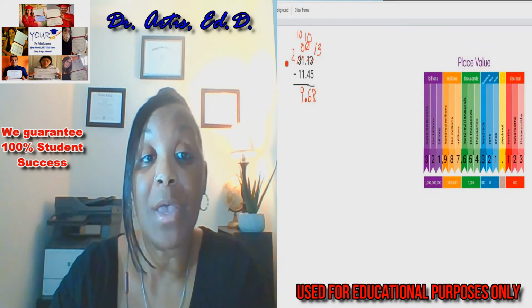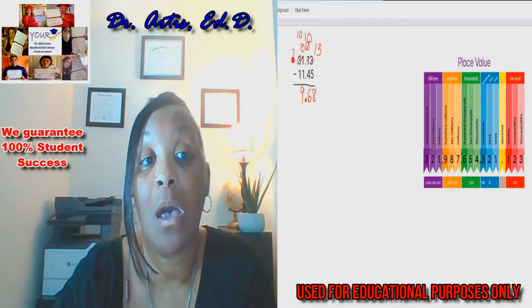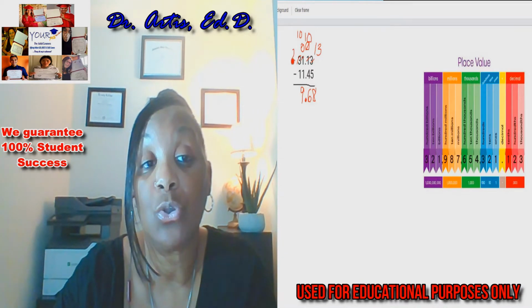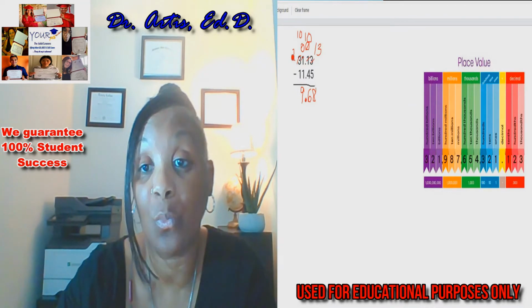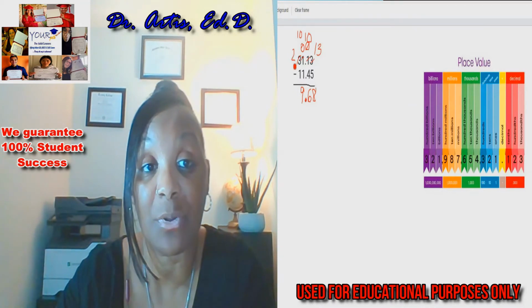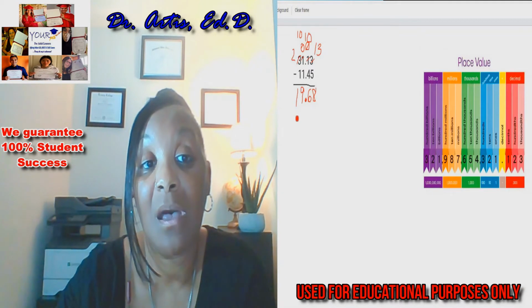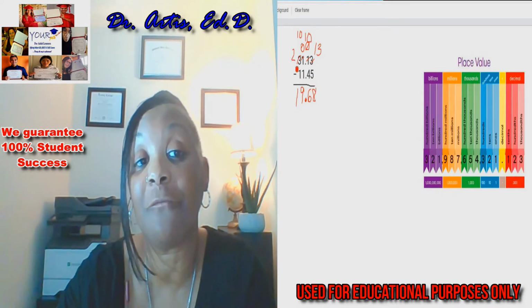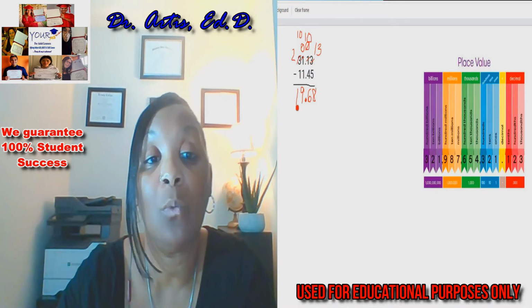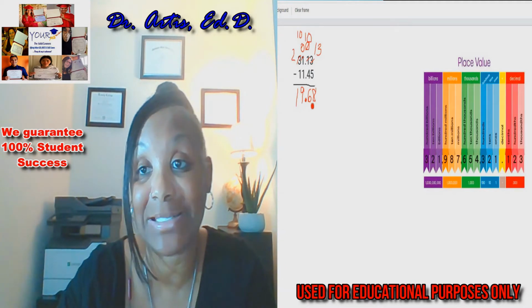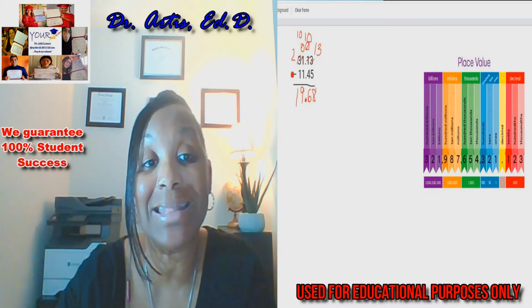Okay, and now we can go over to the next column. In this column, we have 2 take away 1. So we're going to subtract 1 from 2. We can do that because 2 is a larger number than 1. So if we have 2 and we take away 1, that leaves us with 1. So in this case, when we subtract 11.45 from 31.13, we get 19.68.